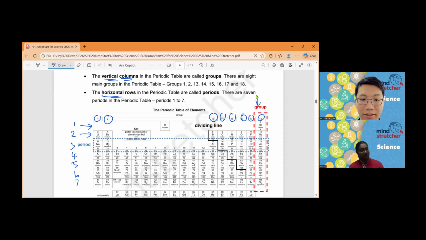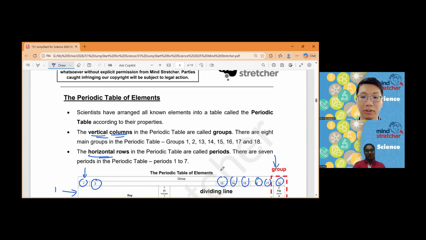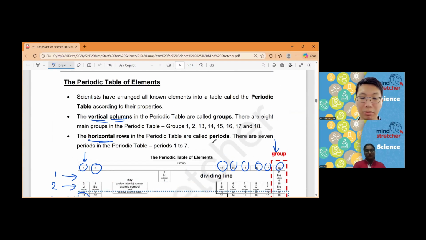Let's say sodium. If I zoom this in, sodium will therefore be in group 1, but period 3. Group 1, period 3, that is sodium. So we can use the group number and period number to identify the elements, or we can tell which group and which period an element is in the periodic table.